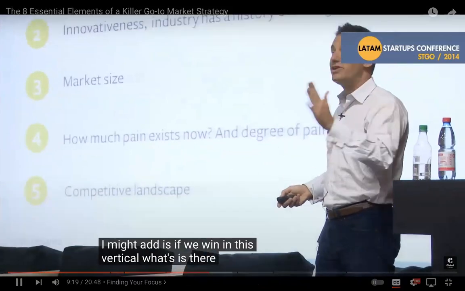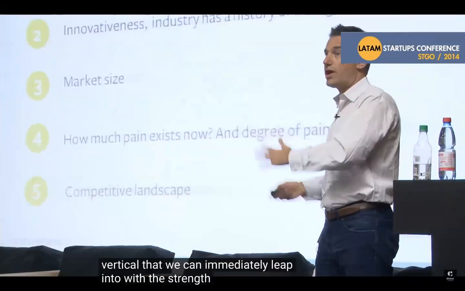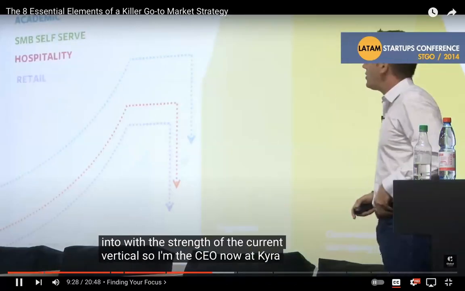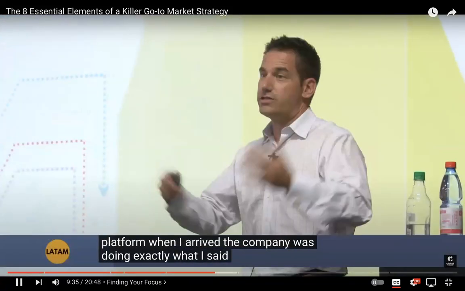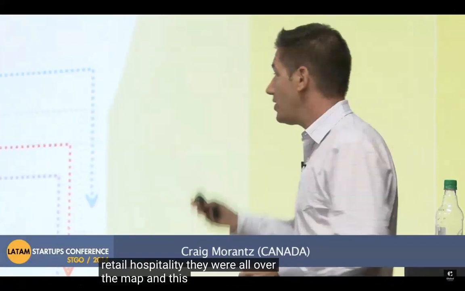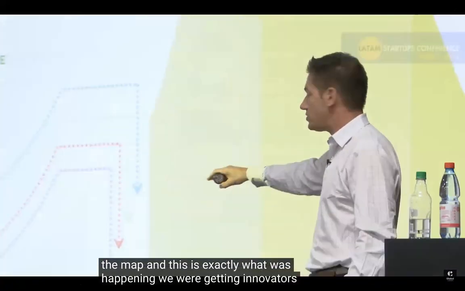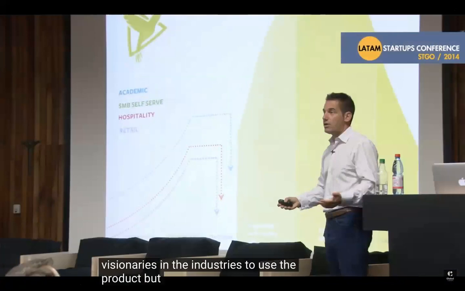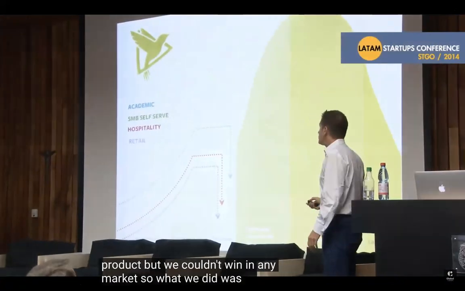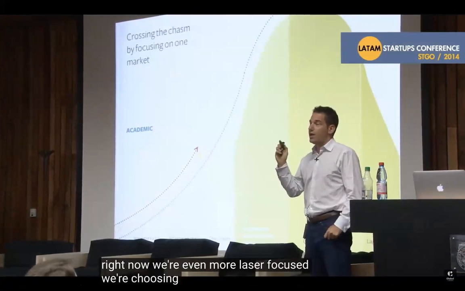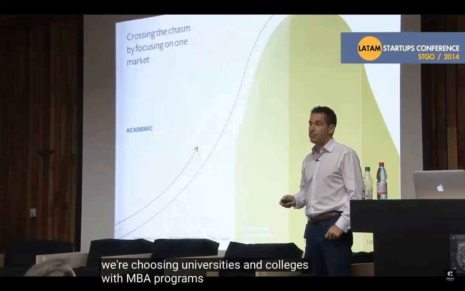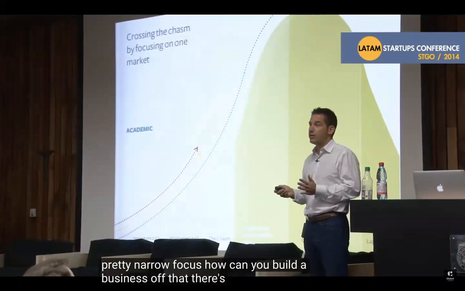So what we did was we got focused, and we chose academic. And specifically, right now, we're even more laser focused. We're choosing universities and colleges with MBA programs. Now that seems like a pretty narrow focus. How can you build a business off that? There's thousands of business schools worldwide who have fewer seats than they do have applicants. We sell a video screening platform. So they get to see their students and they get to ask potential students tough questions. So we're winning in academic now.